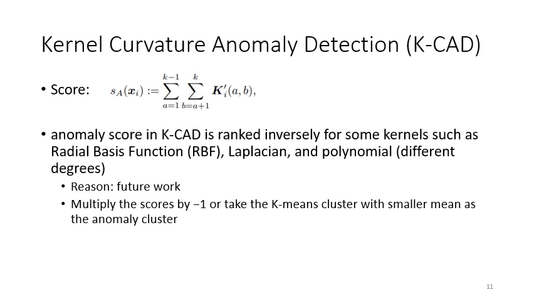And we can again use a scree plot or k-means clustering. One thing that was interesting is that for some of the kernels, for example RBF, Laplacian and polynomial kernels, we saw empirically that the scores are inversely ranked. We don't know the reason yet, but we conjecture that it lies in the characteristics of the kernel, and we defer it as future work. For those kernels, we multiply the scores by -1, or we consider the cluster with the smaller mean.